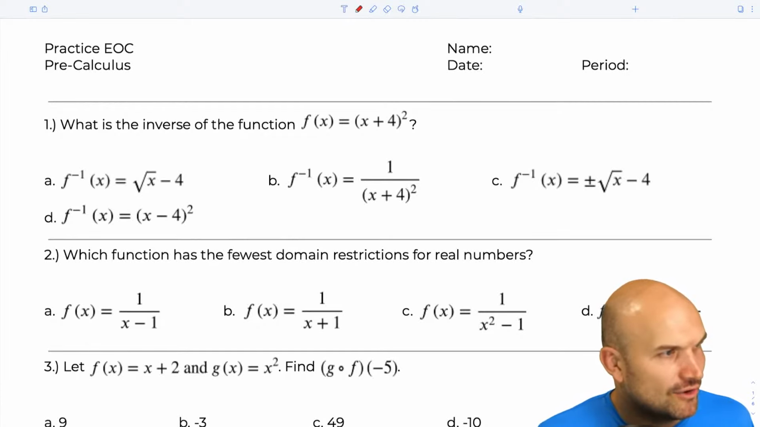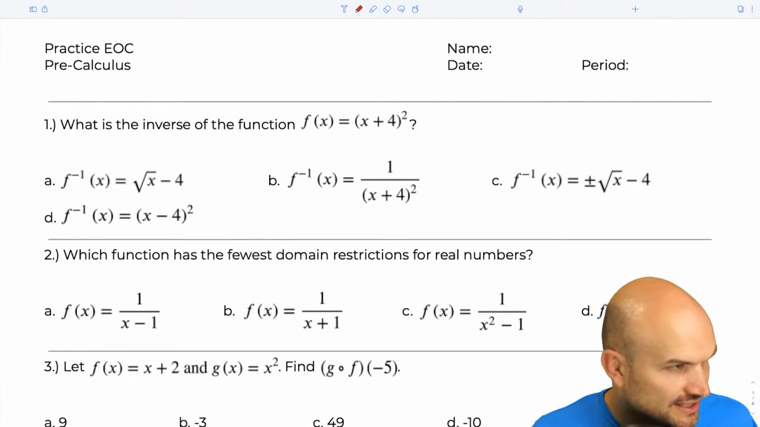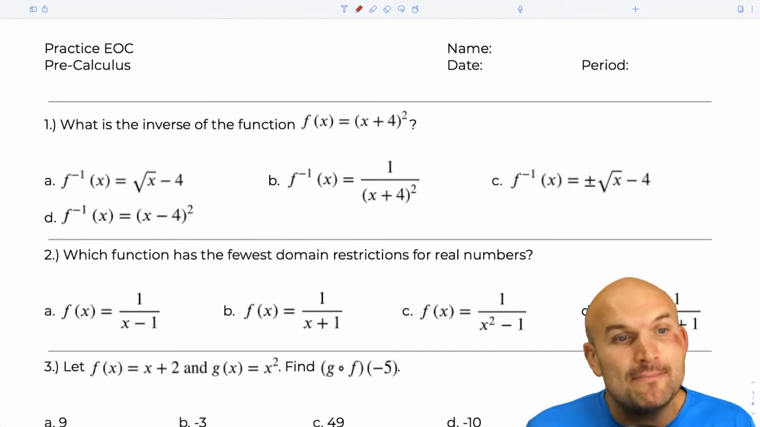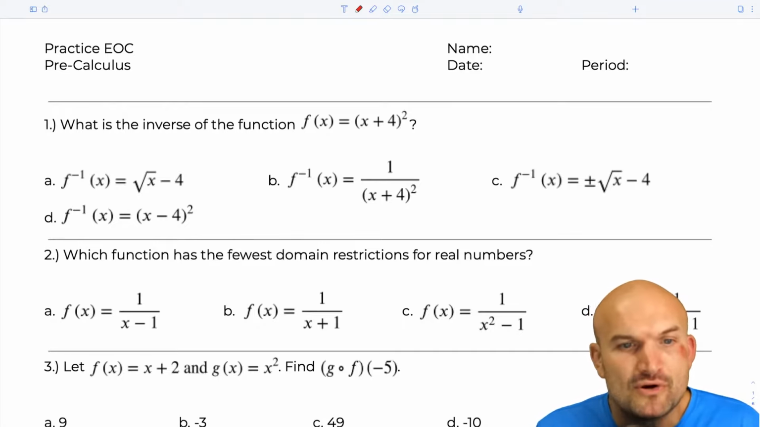See, I want to see how many I got wrong. So I got A. So we'll see what I did wrong. All right, ready. All right, welcome. So here we go in my practice EOC for pre-calculus.